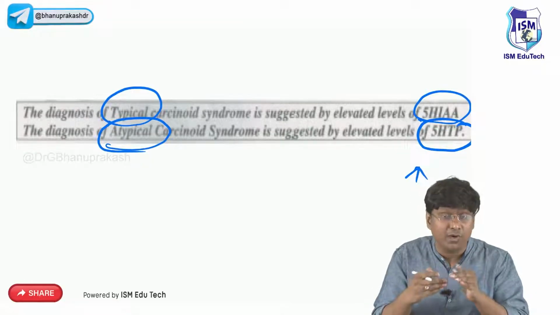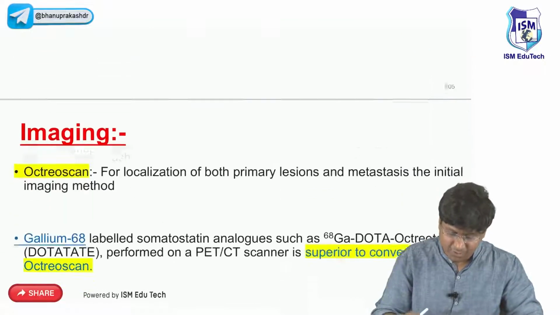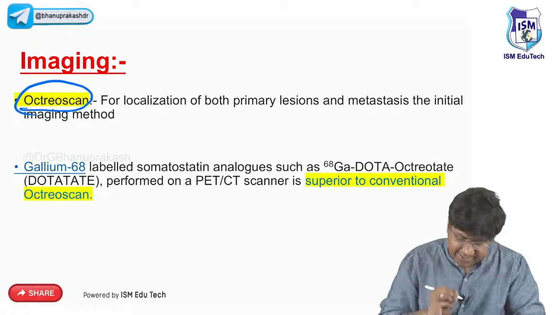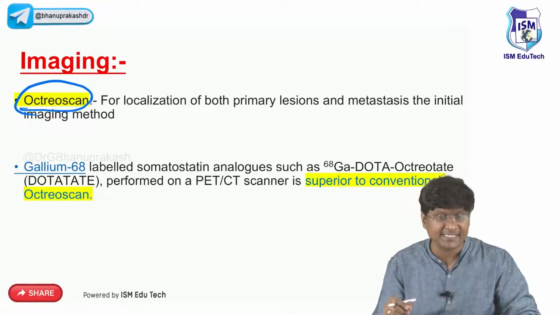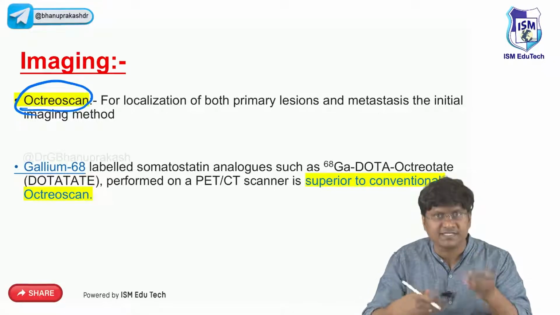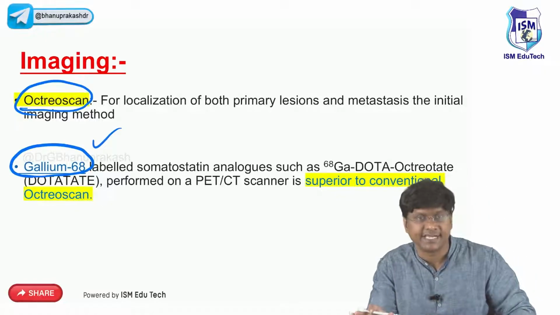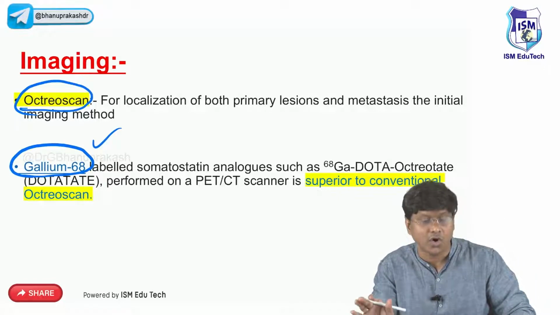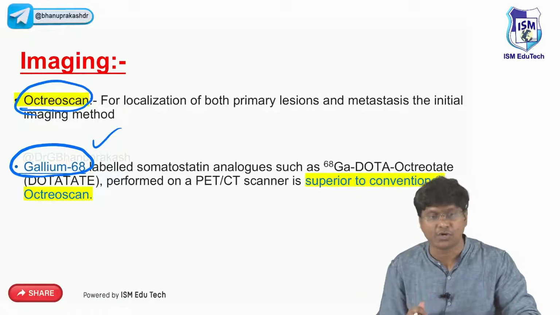Then how will you do imaging? I mean, how will you localize the tumor? The localization of the tumor is by the octreoscan, right? For localization of both primary and metastatic lesions, you need to do the octreoscan. And the scan which is more sensitive will be the gallium-68 labeled dotatate scan. So gallium-68 dotatate octreotide scan is the most sensitive, or superior to conventional octreoscan.